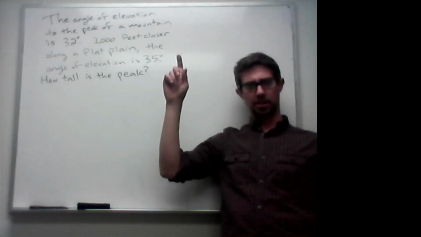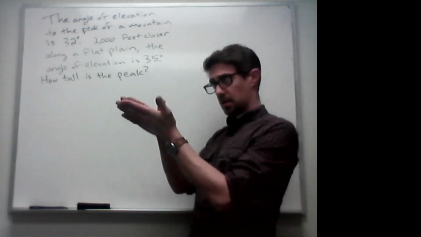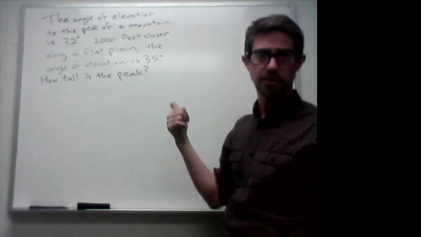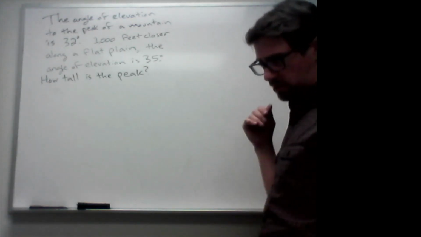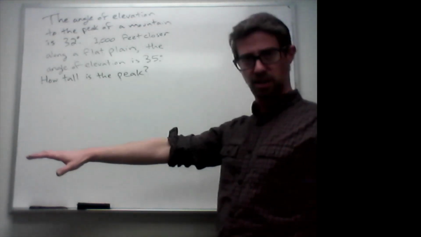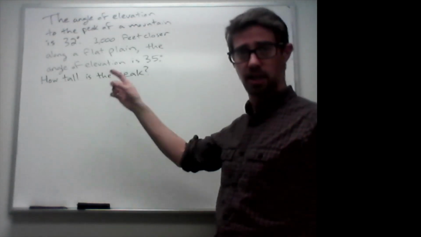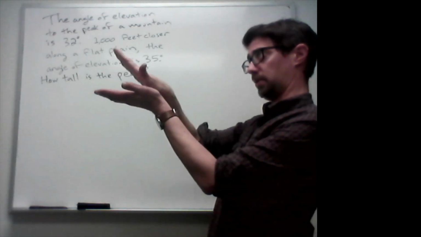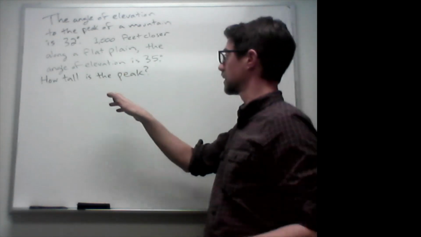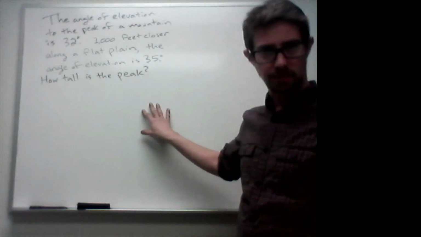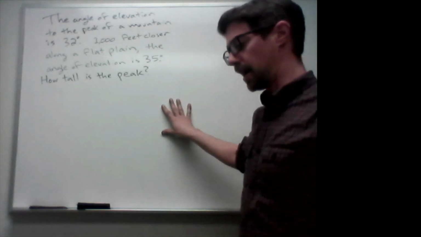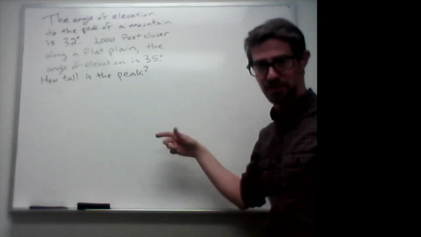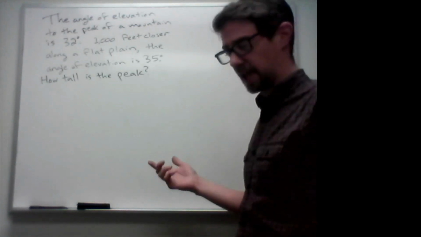The angle of elevation to the peak of a mountain is 32 degrees. So you measure your angle of elevation to the peak to be 32 degrees. 1,000 feet closer along a flat plane, so you walk 1,000 feet, right? We're assuming along a flat plane, and then you take a measurement again. The angle of elevation is 35 degrees. Should make sense. The closer you get, you have to look up a little bit more to look at the peak. How tall is the peak? So this one, believe it or not, takes a little bit of doing, but this is the point of trig in the first place, is to measure stuff that you can't possibly measure just using things like angles.